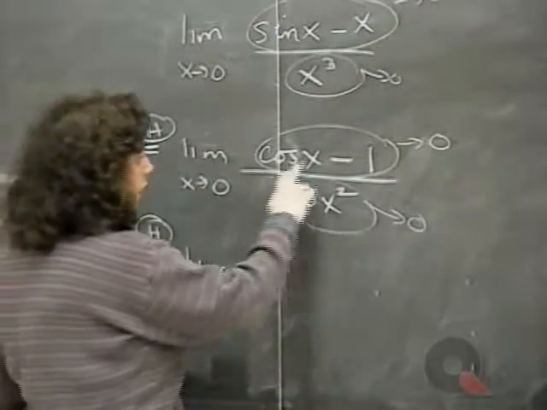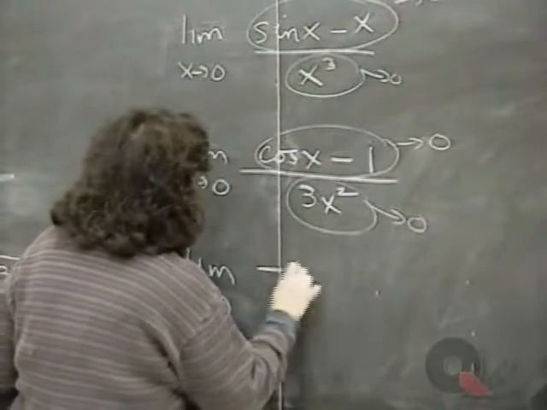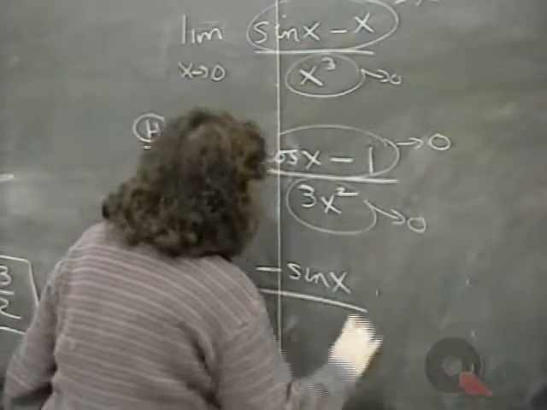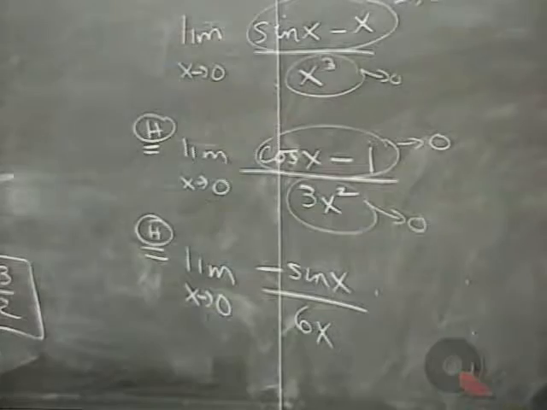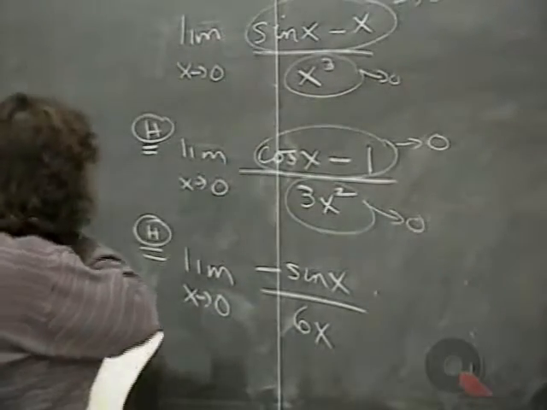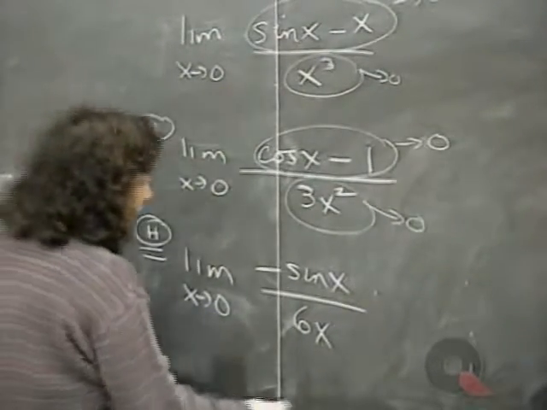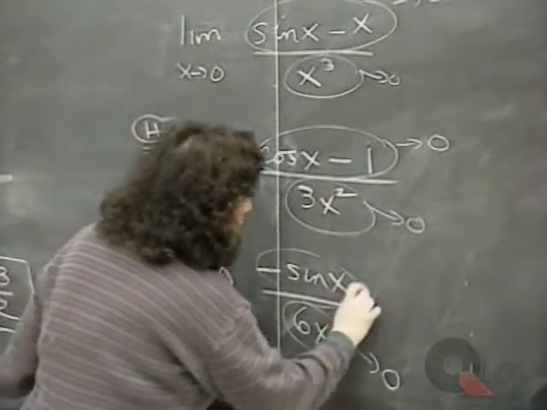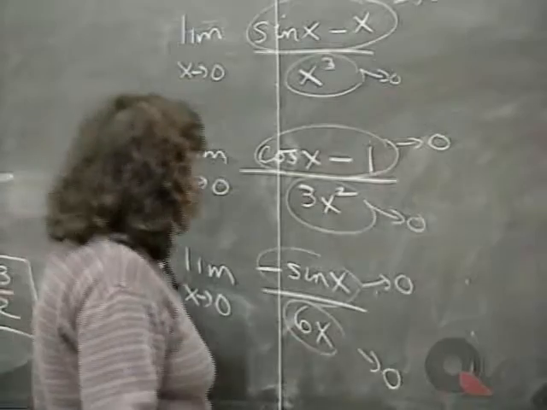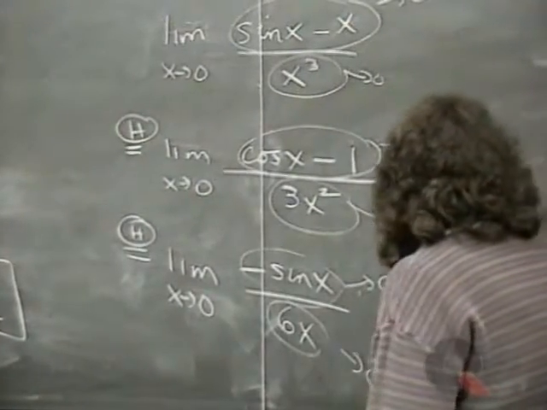The derivative of cos x minus 1 is minus sine x. The derivative of 3x squared is 6x. All derivatives, of course, with respect to x. And now, as x goes to 0, look what happens. The bottom is still going to 0, as is the top. So, once again, we're going to try L'Hopital's rule.